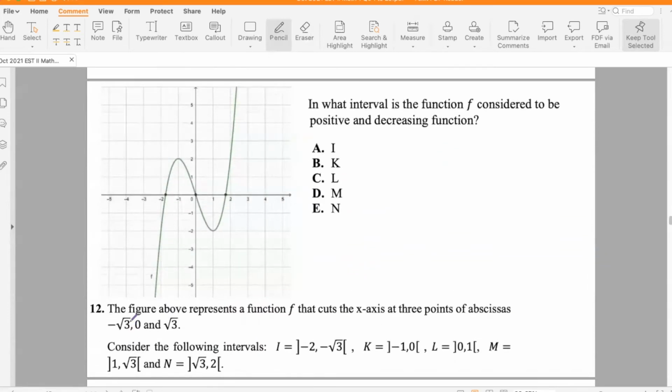The figure above represents a function f that cuts the x-axis at 3 points of abscissa minus root 3, 0, and root 3. Consider the following intervals: I, minus 2 to minus root 3; K, minus 1 to 0; L, 0 to 1; M, 1 to root 3; and N, root 3 to 2. In what interval is the function f positive and decreasing? Positive and decreasing is here, minus 1 to 0. So that's interval K.